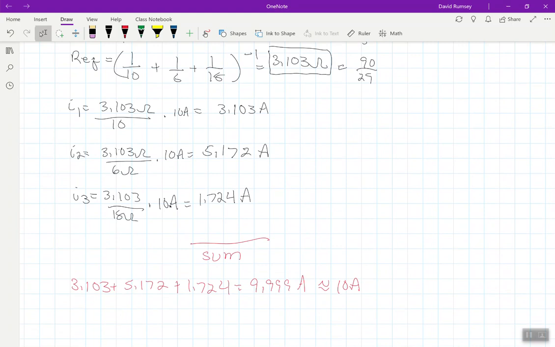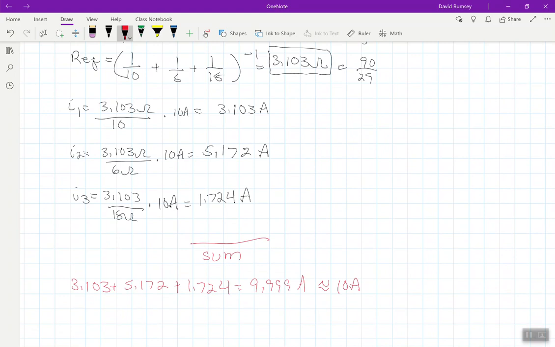And the reason is, of course, because we approximated what the equivalent resistance is, because we used the approximation of 3.103 as opposed to the exact number of 90 over 29. But even when you use approximate ones, you can see that when you sum the currents up, the current going through those resistors is equal to the current being delivered.